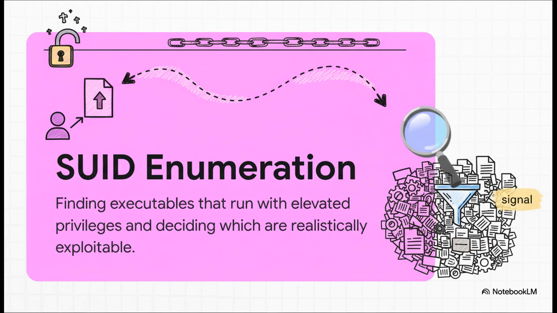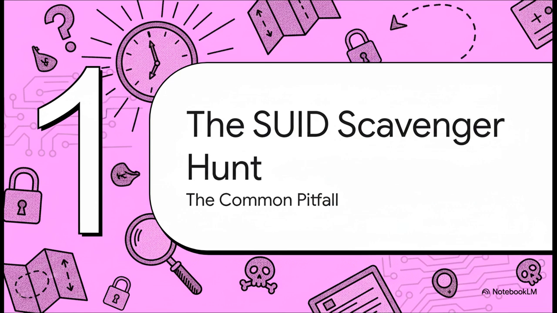Okay, so let's do a quick level set here, just to make sure we're all speaking the same language. SUID enumeration, what is it really? It's basically our hunt for executables that can run with higher privileges, usually as the root user. It's a classic go-to method for privilege escalation. But here's the kicker. Just finding these files isn't the hard part. The real skill is in figuring out which ones are actually useful and which ones are just noise. And that right there leads us straight into the big pitfall.